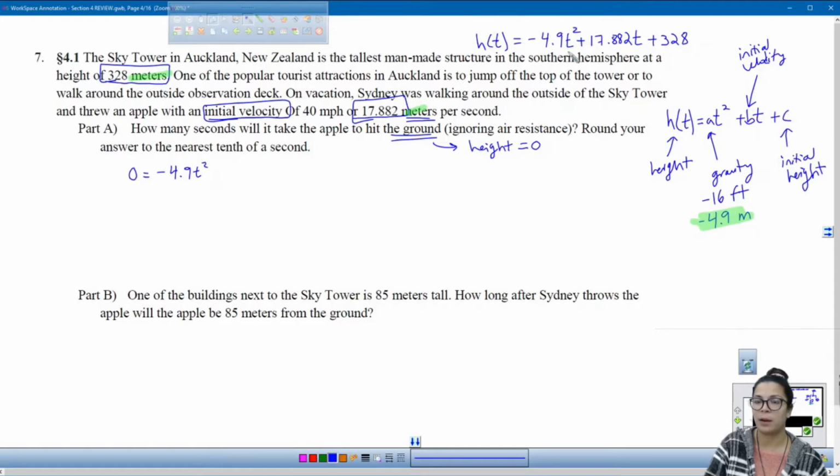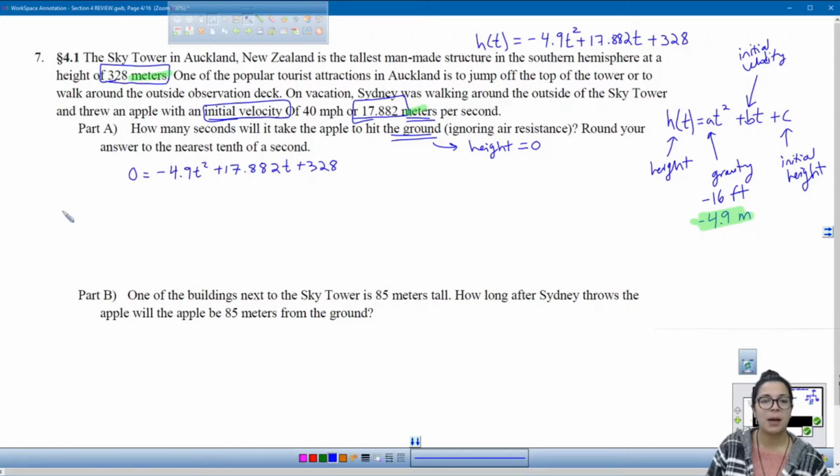Oops, I forgot to square the t on the model equation that I wrote. Okay, so we're solving for the height of 0. What time t will equal a height of 0? There's decimals on here, so we definitely need to use the quadratic formula.